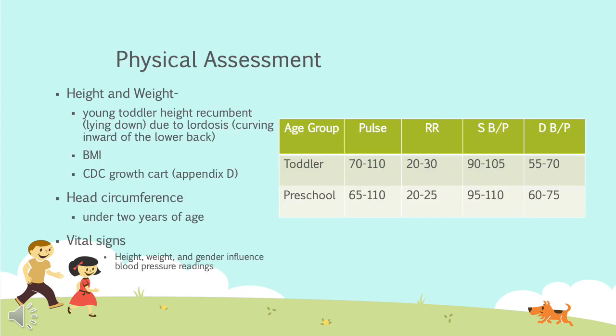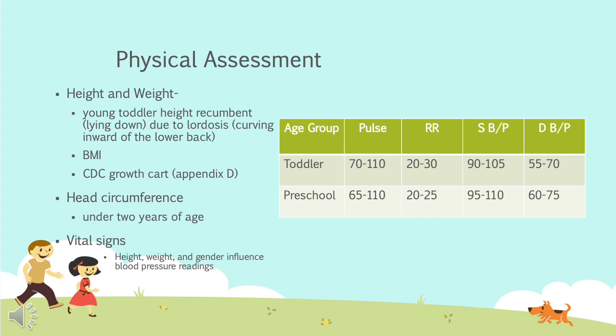The physical assessment will start off with the height and weight. It is important to note that young toddlers should be measured, so get their height while they're lying down. And this is due to a really common curving inward of the lower back that is present when they're in a standing position. You can calculate their BMI and see where they fall on their graph.